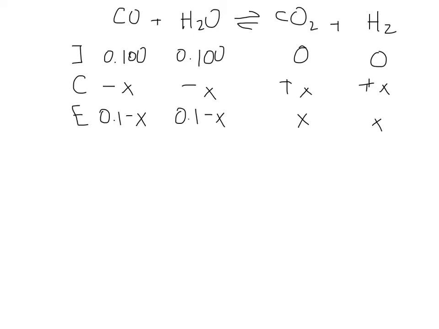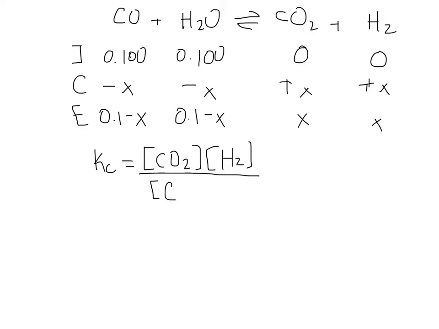Now this is where these problems differ. We do not have an equilibrium concentration of either a reactant or a product, but we do know what the Kc is. So we can write an equilibrium expression for our Kc and then use our Kc to solve for X. So our Kc is going to be CO2 times H2 divided by CO and H2O. So remember, all of these concentrations in our Kc are at equilibrium.